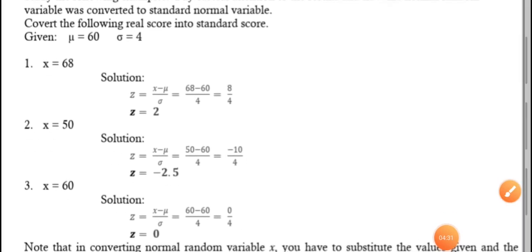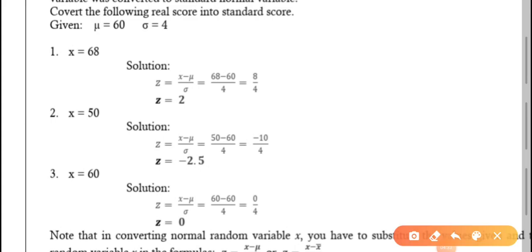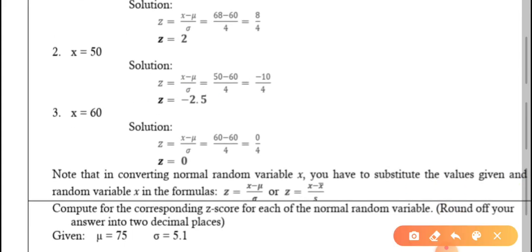Okay, ganun din yung gagawin dito sa 50. Sa 50, ganun. 50 minus 60 divided by 4. So, negative 10 divided by 4 is negative 2.5. Ganun din ang gagawin sa 60. So, 60 minus 60 is 0 divided by 4 is equal to 0.